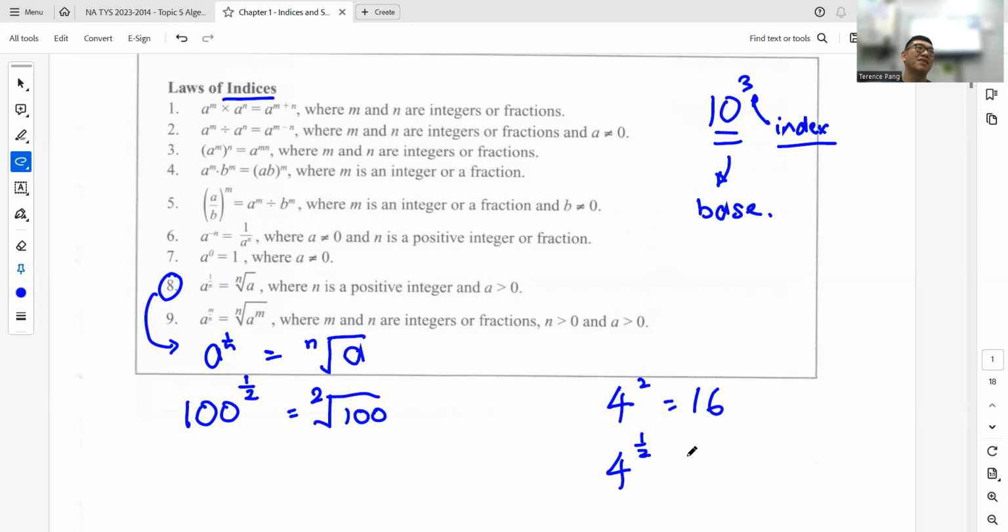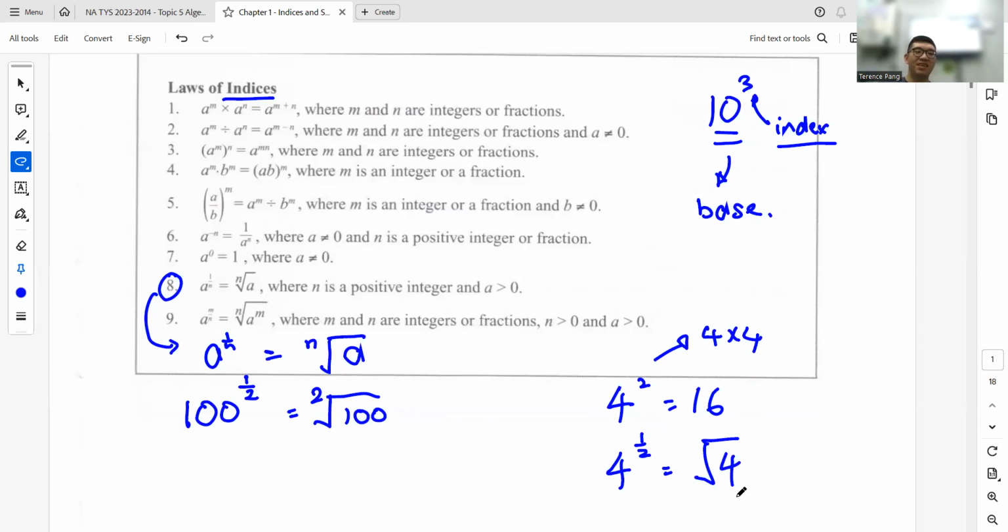That's equal to, well, 8. No. If you think of it this way, if 4 squared is 4 times 4, then 4 to the power of half is the opposite of 4 squared. So instead of squaring it, you square root it. So it equals the square root of 4, which is 2. That's how it works for this law.